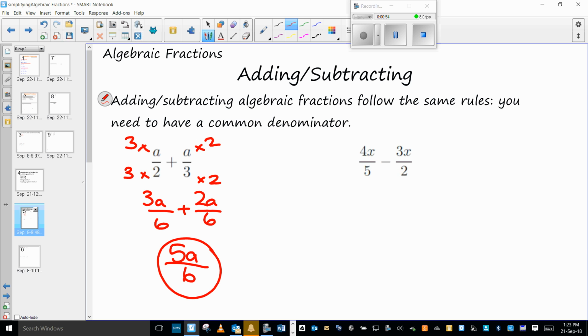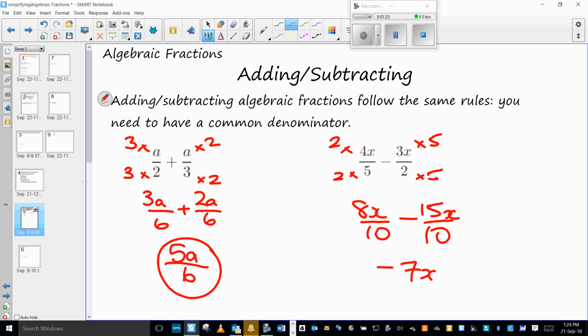Alright, next one. What's my denominator going to be for 5 and 2? 10. No, it's a subtraction this time. What did I do to my 5 to get to 10? Times by 2. So I'm going to do the same to the top. So I have 8x. What did I do to the bottom to get to 10? Times by 5. So I do the same to the top. I get 15x. 8x subtract 15x is minus 7x, over 10.